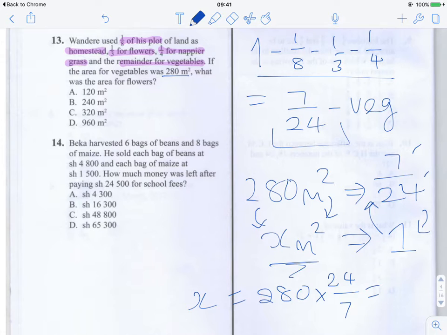So what does that come to? 280 times by 24. You can do this on your calculator for practice, but obviously you can't do it on your calculator for the exam because it's a non-calculator paper. So we get 960 is the total amount of land we have. We're asked the area devoted to flowers, so we know for sure that the answer is definitely not D.